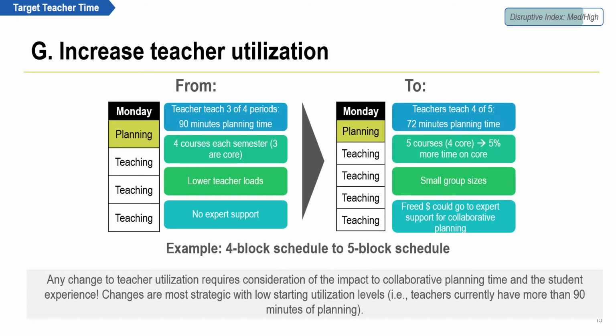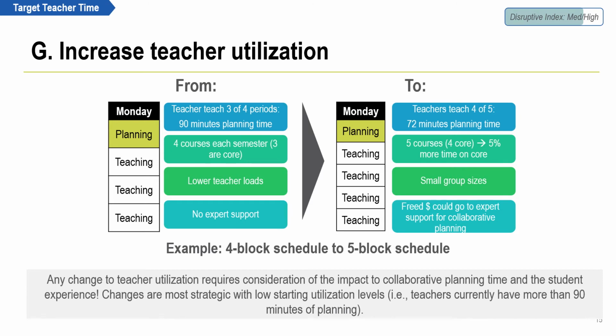Finally, it may be possible for schools to free up resources by increasing teacher utilization, or the proportion of a day that a teacher spends instructing students. On the left, we have a 4-block schedule in which the teacher teaches 3 of 4 periods and is left with 90 minutes of planning time daily. On the right, we have a 5-block schedule in which teachers teach 4 of 5 periods and have 72 minutes of planning time daily.